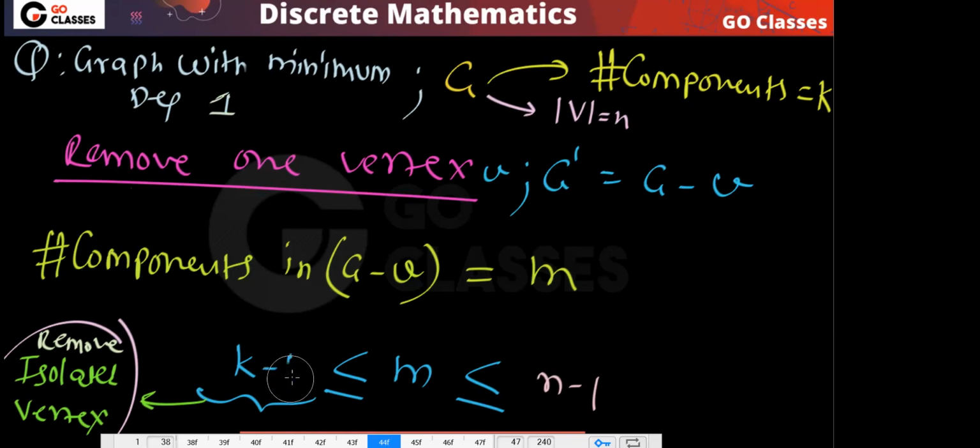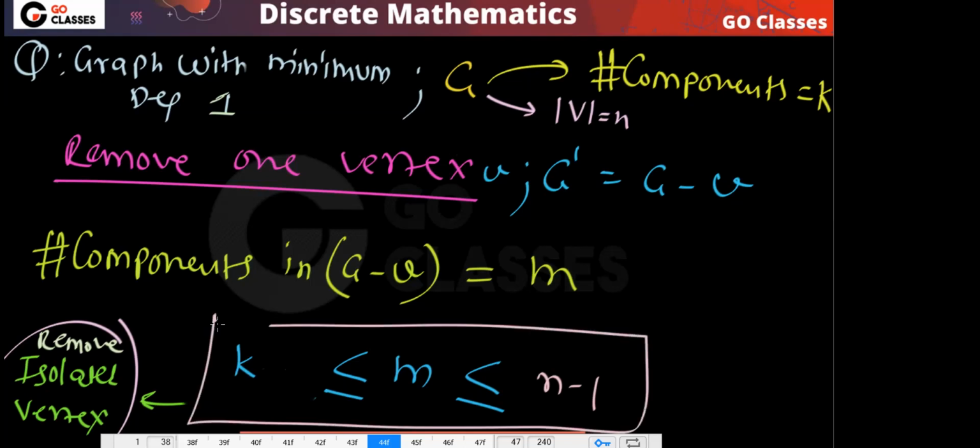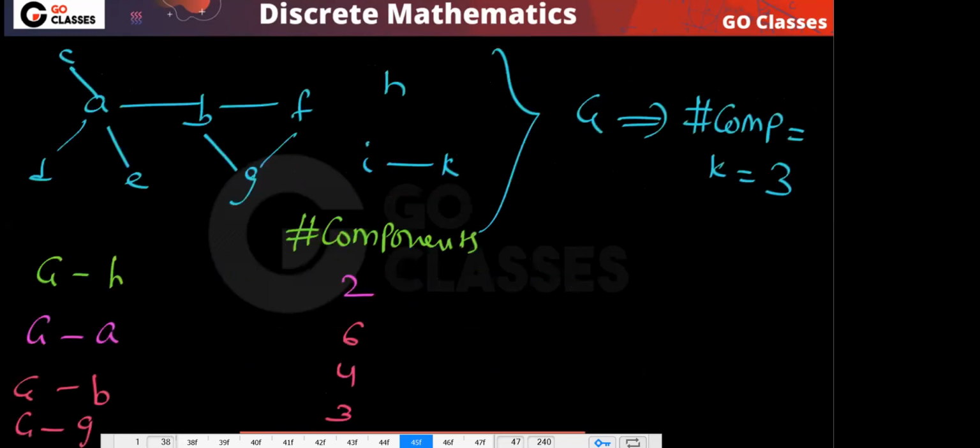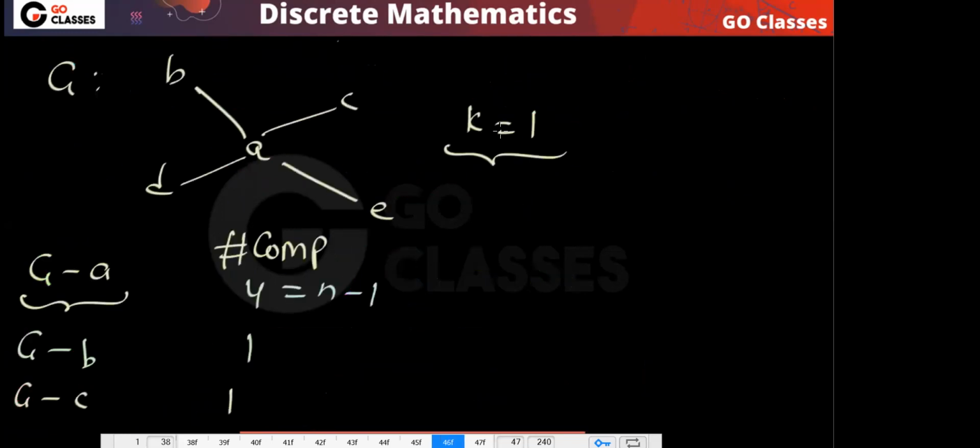In this situation, what will happen? The number of components cannot decrease. If you remove one vertex, the number of components cannot decrease, but it can increase. So it will go from k to n minus 1, because now it cannot decrease. Is this clear? All these questions, they can ask you anything, so you should understand all these concepts.